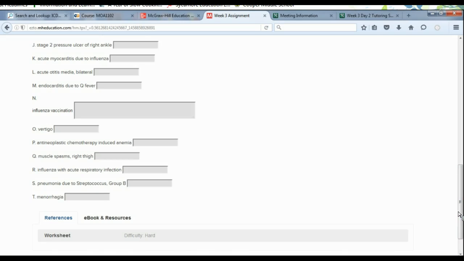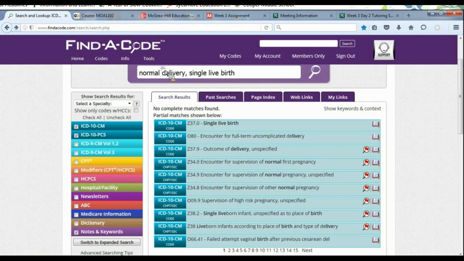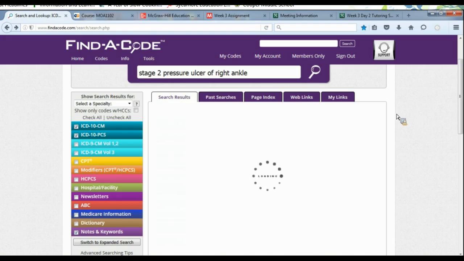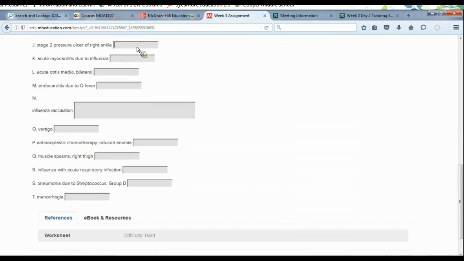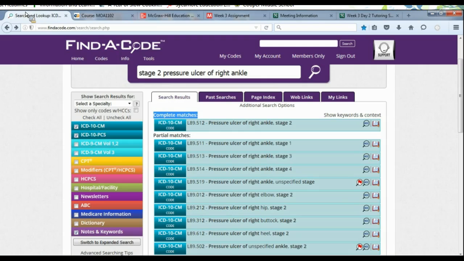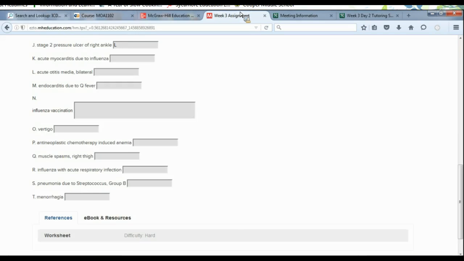All right. Next, we have stage 2 pressure ulcer of the right ankle. Okay, so let's go into our search engine here. Copy and paste stage 2 pressure ulcer of right ankle. Okay, only one complete match. Pressure ulcer of right ankle, stage 2. So that code would be L89.512. Okay. L89.512. Okay. 512. All right.